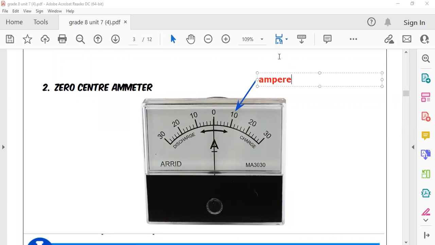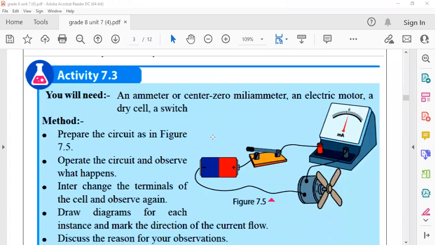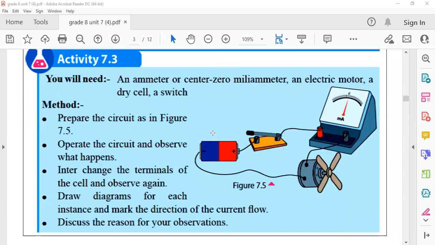Right. So, here there is a zero center milliammeter. If you use zero center only, you can see the direction. If you just use a normal ammeter, will you see the direction? No, sir.